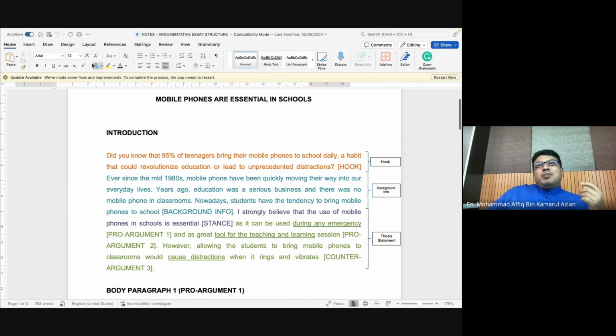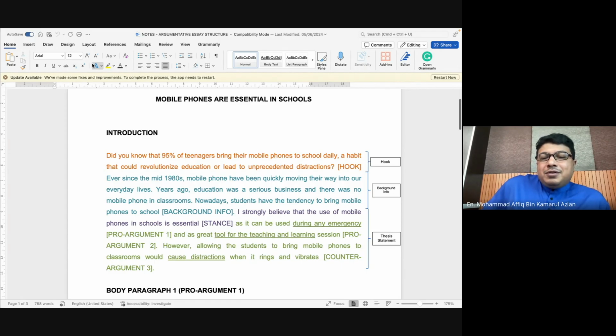Because we are writing an argumentative essay or argumentative article, then you have your own stand or stance, S-T-A-N-C-E, or we can also call it a stand, S-T-A-N-D. I strongly believe that the use of mobile phones in school is essential. If you do not want to use I, it is fine. You can use your own sentence. You don't have to say I strongly believe, but you can use your own creativity to create a sentence like, it is believed that the use of, instead of using I, you can use it as well.